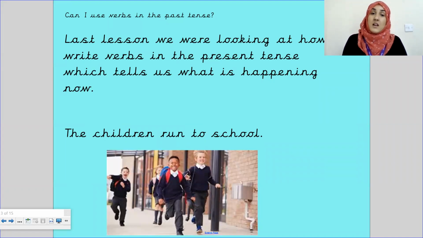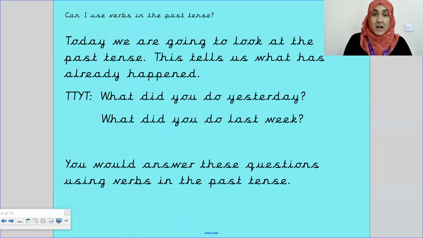Okay, last lesson we were looking at how to write verbs in the present tense, which tells us what is happening right now. For example, the children run to school. We are now, in today's lesson, going to look at the past tense. So the past tense tells us something that has already happened. For example, talk to your Teddy. What did you do yesterday?